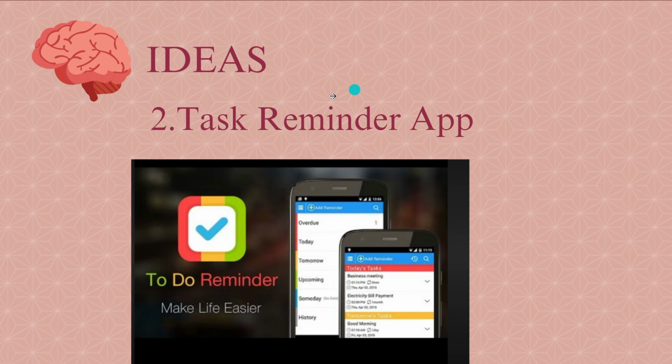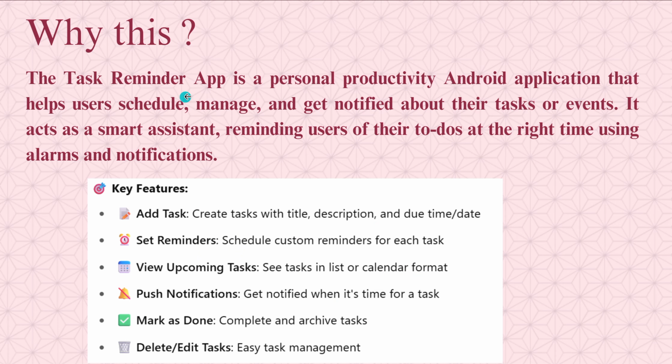Second Android app is task reminder. Task reminder app, it is also a good project. The task reminder app is a personal productivity Android application that helps users schedule, manage and get notified about their tasks or events. It acts as a smart assistant, reminding users of their to-dos at the right time using alarms and notifications.